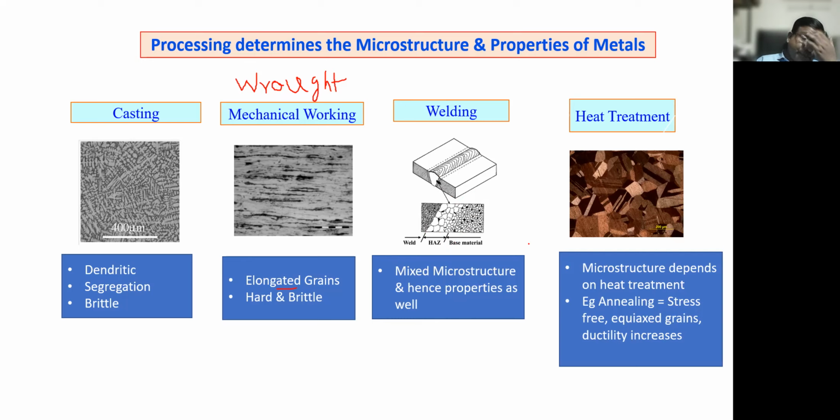Then heat treatment. Heat treatment can do many things: making it soft, making it hard, some portion hard, some portion soft. So microstructure depends on the heat treatment. Like annealing, the microstructure will be stress-free, equiaxed grain, and ductility will increase. So processing defines the microstructure. It determines the microstructure, and the properties will change accordingly. This is a very important thing we need to understand.